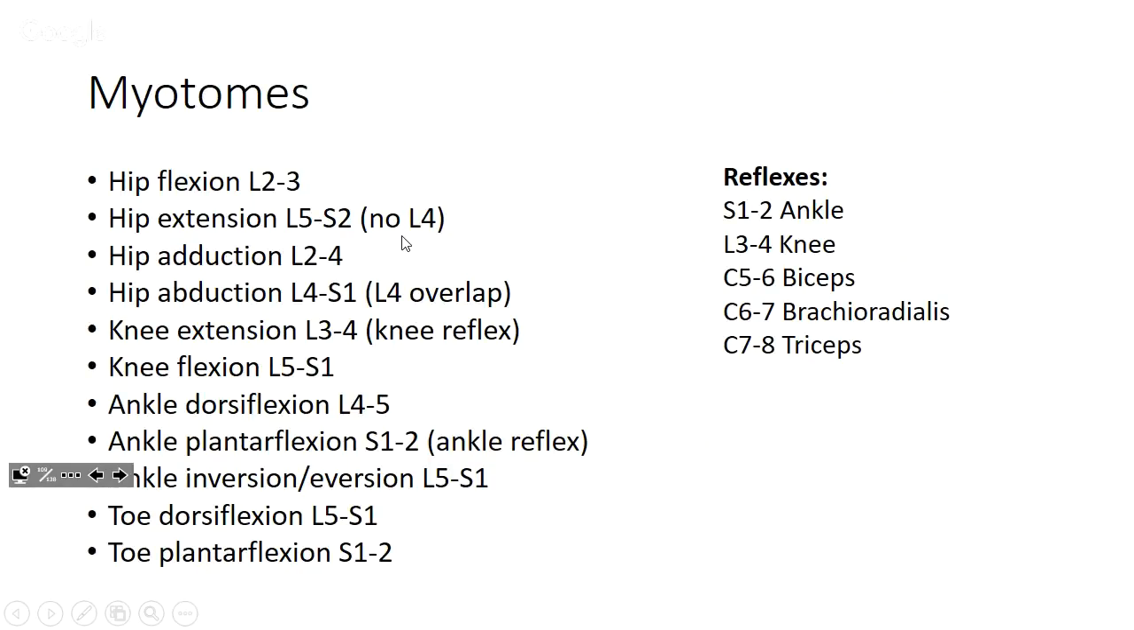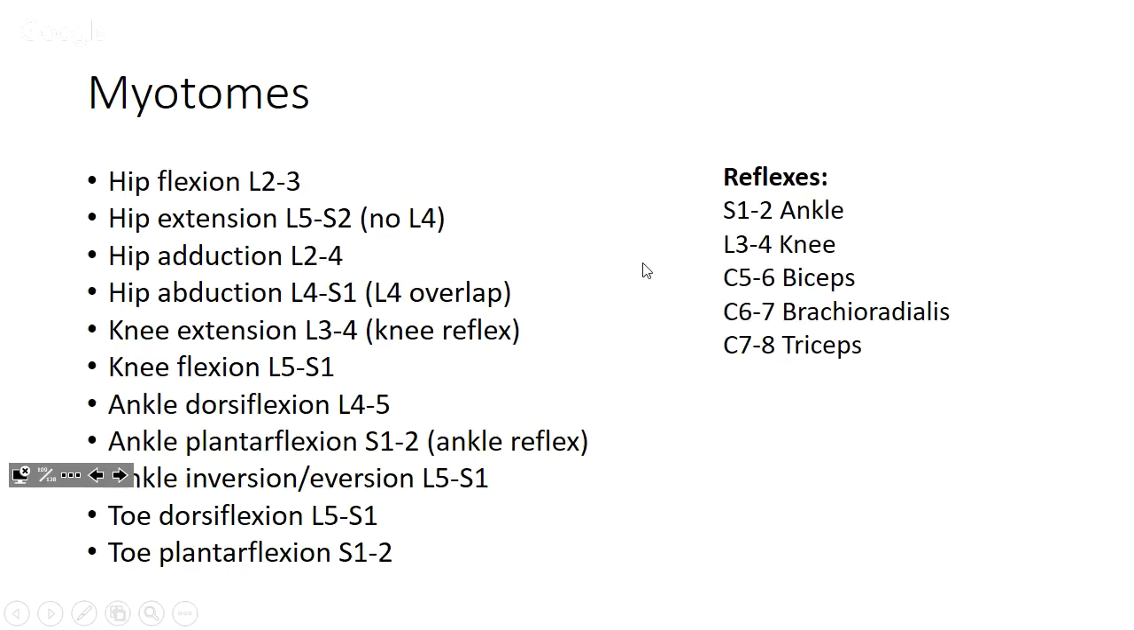Myotomes-wise, there are various ways of remembering it. Some people have a rap. I tend to just remember it in pairs. So as I go, hip flexion is L2, 3. And then I just think that the first pair doesn't overlap L4, whereas the second one overlaps L4. So it's 2, 3, and 5, 5, 1, 2, 2, 3, 4, and then 4, 5, 1.